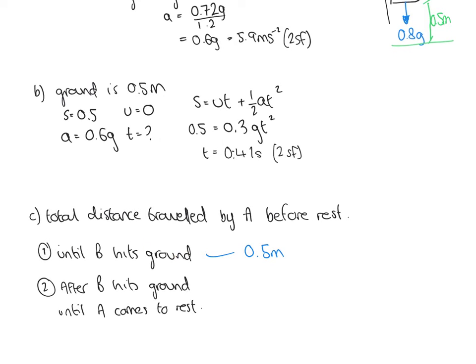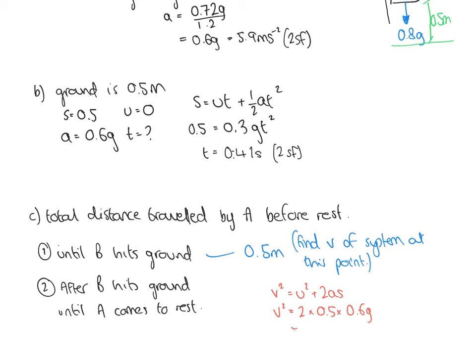We know that B is travelling 0.5, therefore A must be travelling 0.5 across the top. So that distance is fairly straightforward. What's important to us is what is the velocity that A is travelling at when B hits the ground. Okay, so it accelerates, it speeds up, and it has a velocity. B hits the ground, then it slows down, then comes to rest. So we need to know what is that velocity at the point when B hits the ground, because that will determine how long it takes for A to slow back down and come to rest.